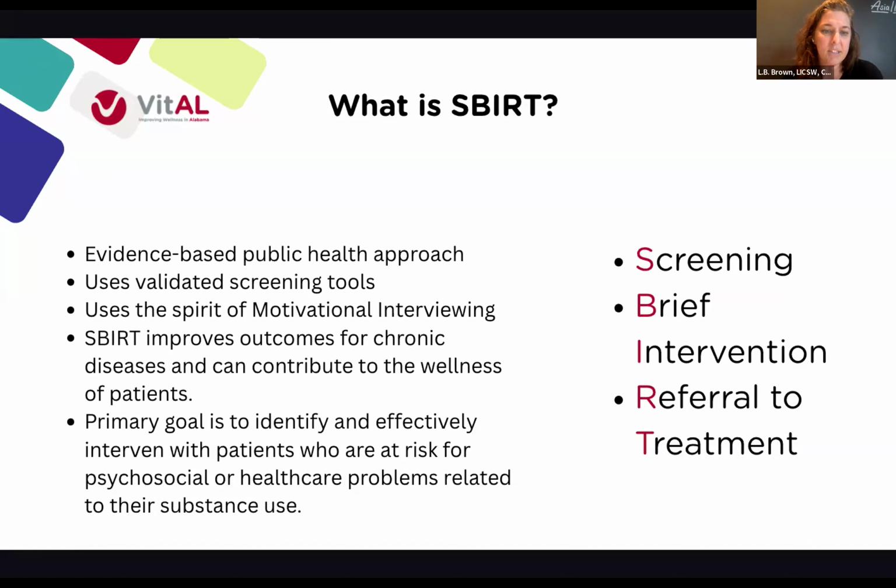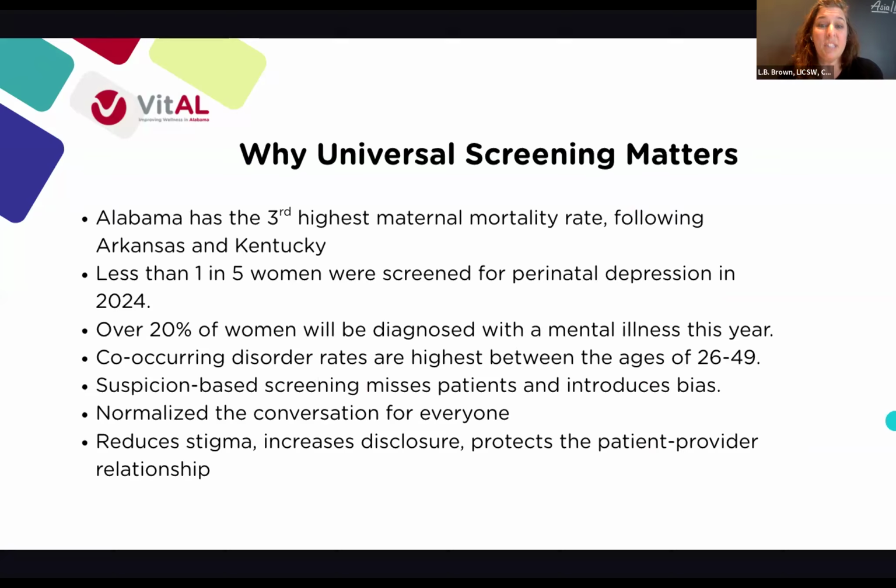And so the primary goal of EXPERT is to identify and effectively intervene with patients who are at risk for psychosocial or healthcare problems related to their substance use. And so this is important to do with universal screenings. It matters because we have the third highest maternal mortality rate after Arkansas and Kentucky, and less than 1 in 5 women were screened for perinatal depression in 2024.